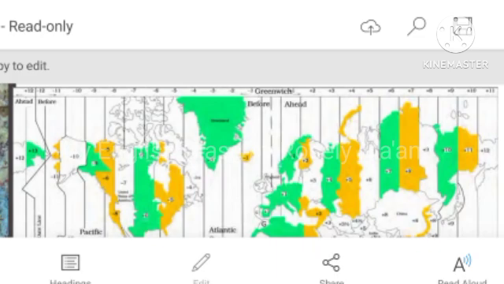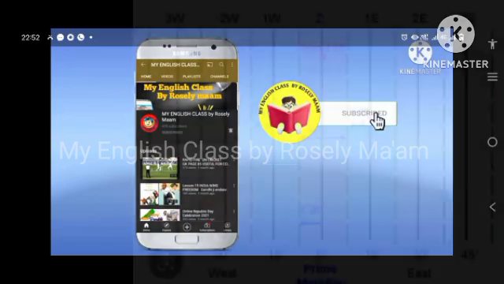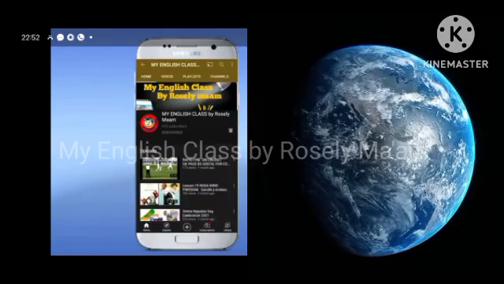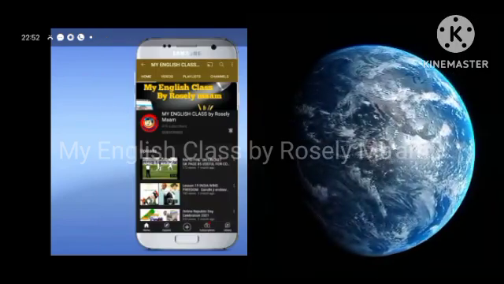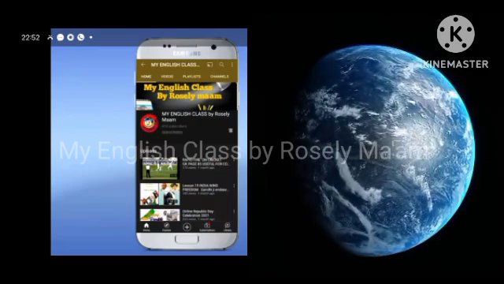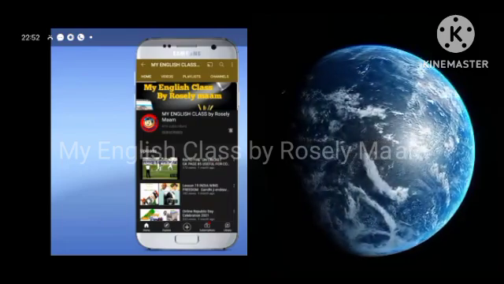Conversely, for every 15 degrees of longitude you move west, the local time is 1 hour behind. 15 degrees of longitude equals 1 hour time difference. 1 degree of longitude equals 4 minutes time difference. Local time. Local time is the time based on the position of the sun directly overhead at a particular longitude. When the sun is at its highest point in the sky at a specific longitude, it is noon, 12 p.m. local time at all places on that meridian.